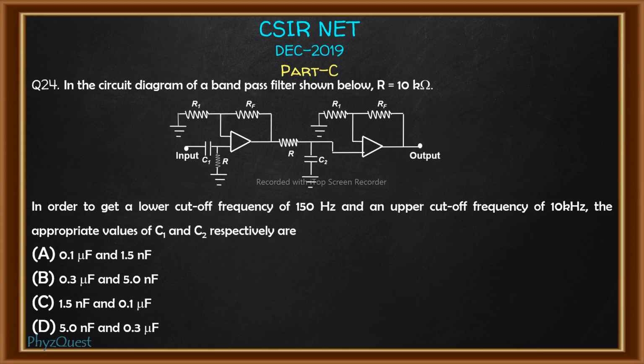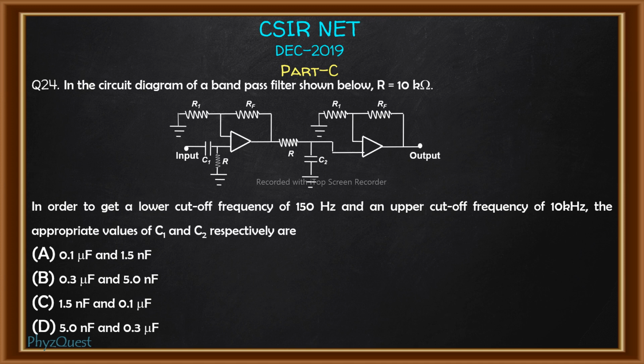A circuit diagram of a bandpass filter is given here, where resistance R is 10 kilo ohm. In order to get a lower cutoff frequency of 150 Hz and an upper cutoff frequency of 10 kHz, we need to find the appropriate values of capacitance, respectively. Four options are given and we need to choose the correct option.